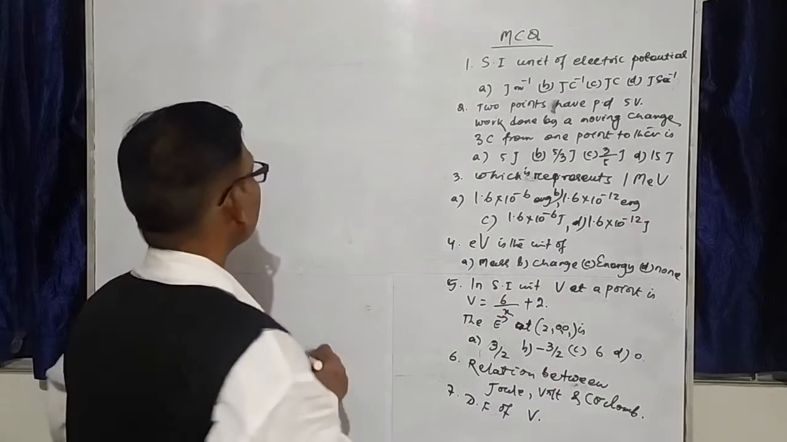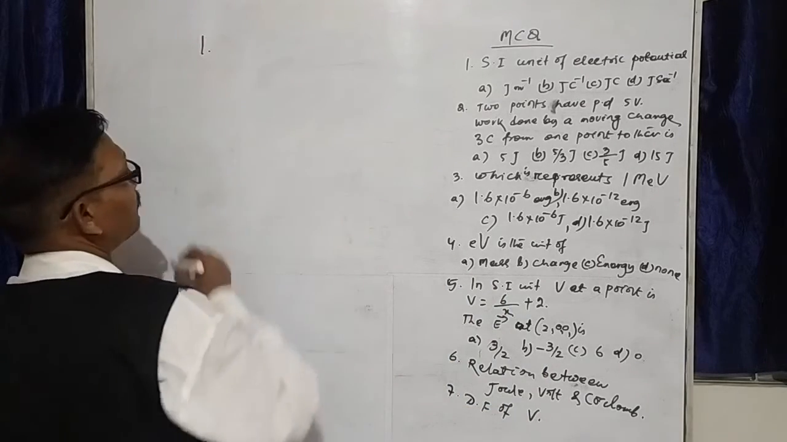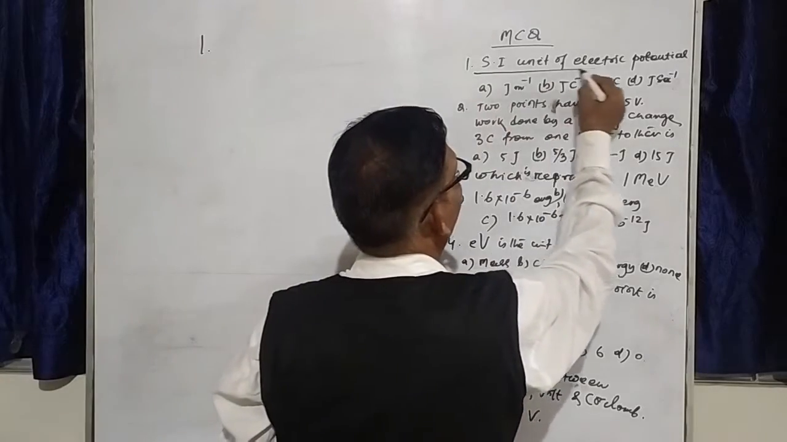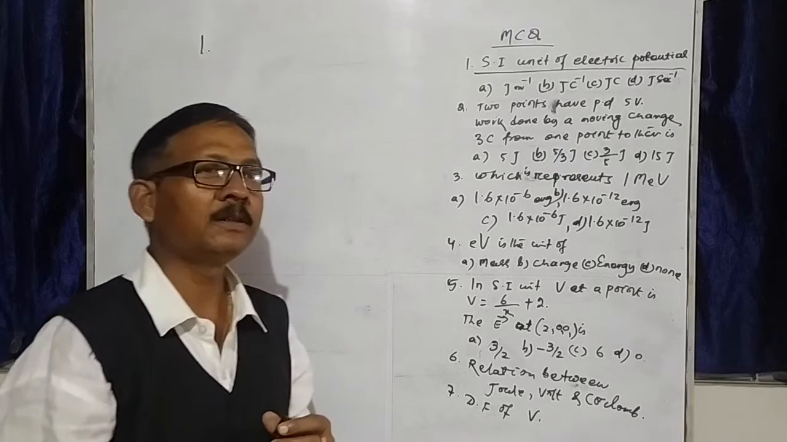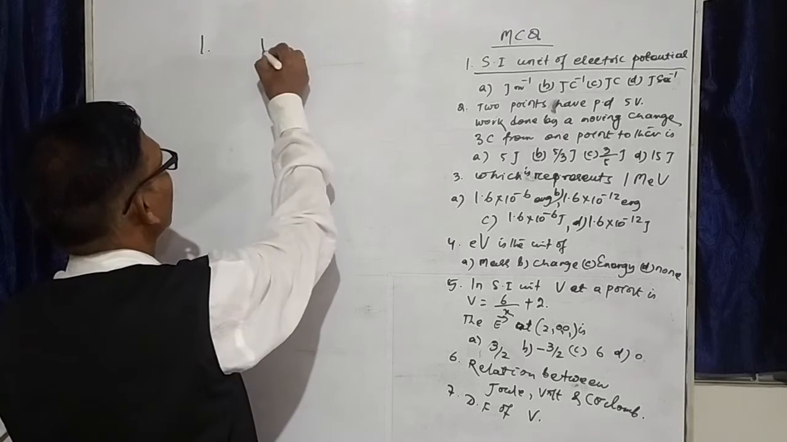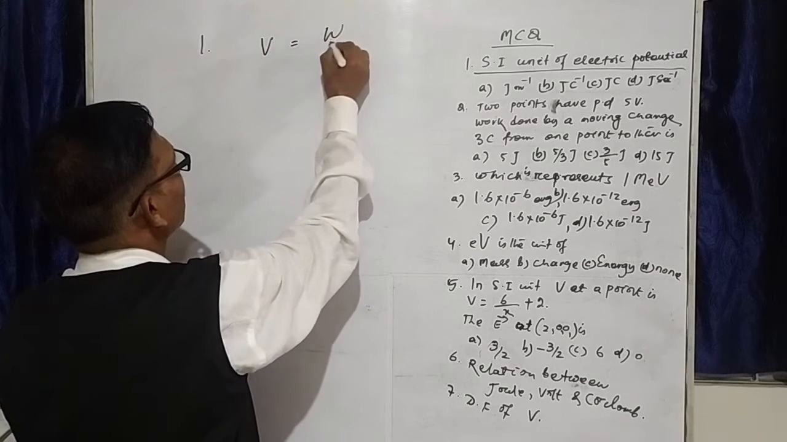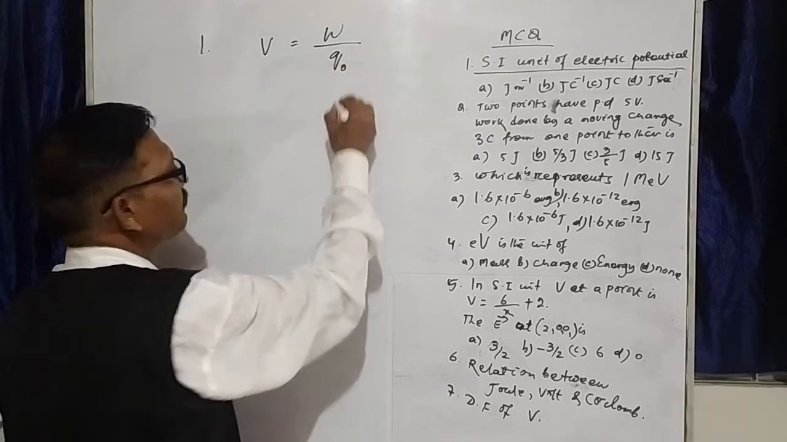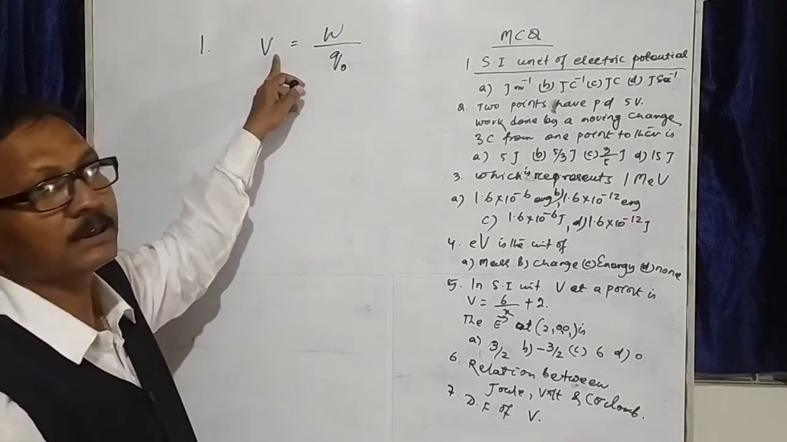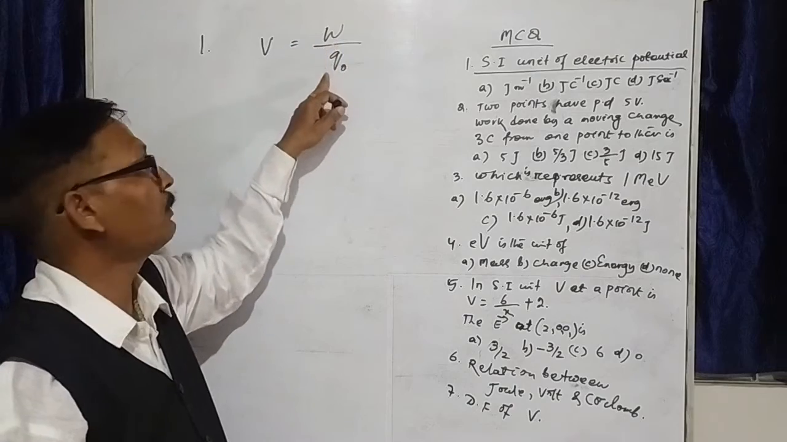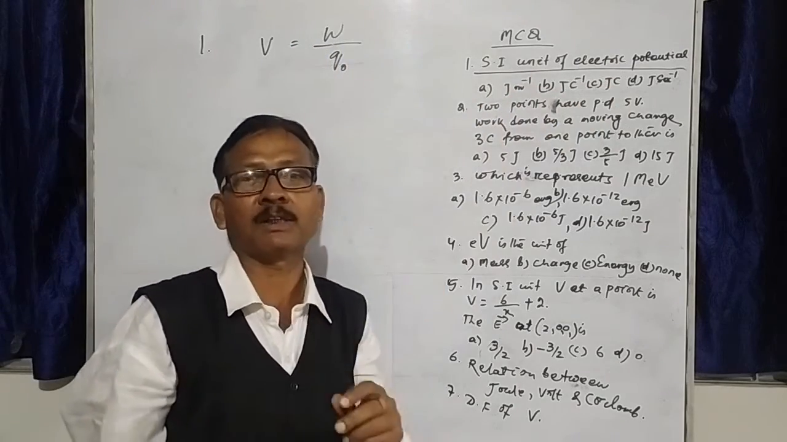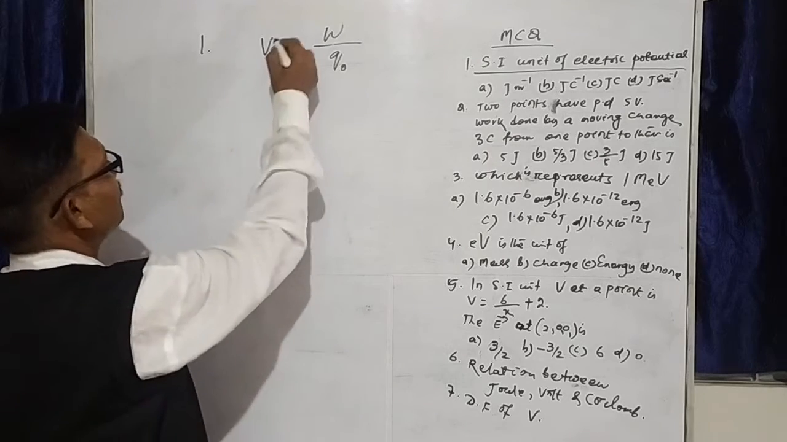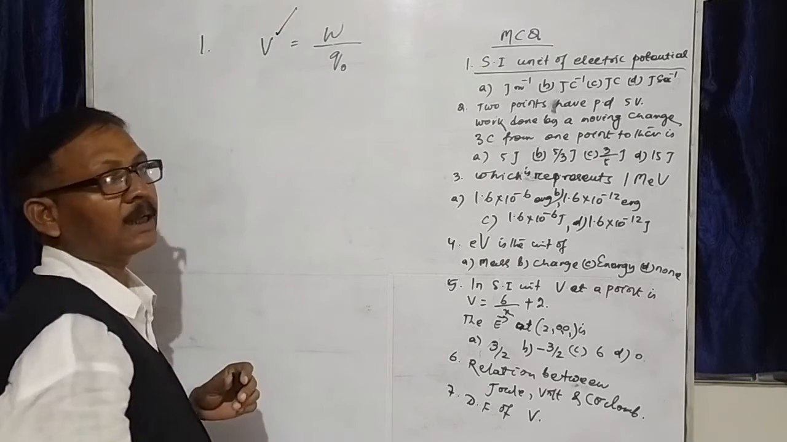First question. SI unit of electric potential. You have studied electric potential. Electric potential is called work done per unit charge. So the question is the SI unit of electric potential.